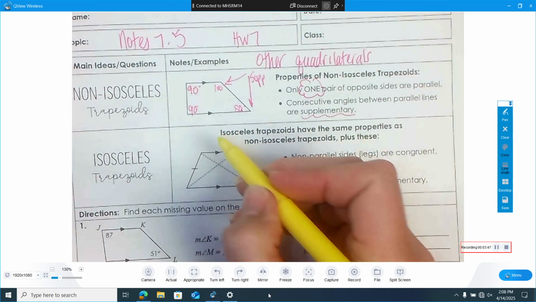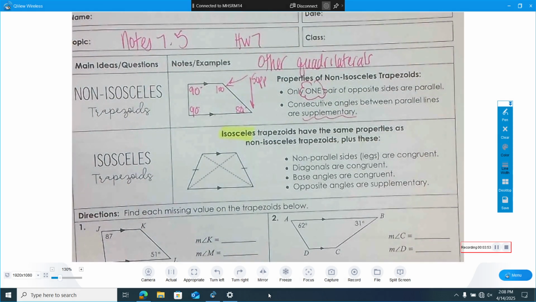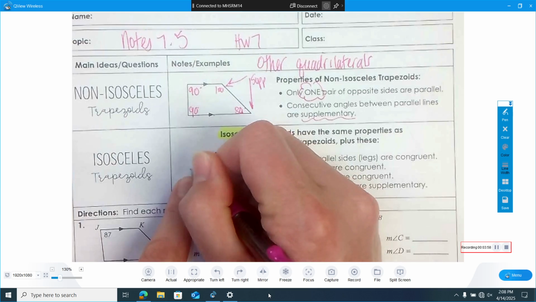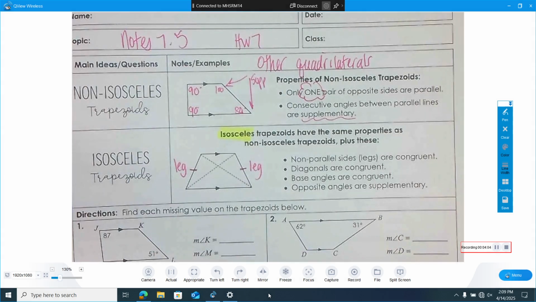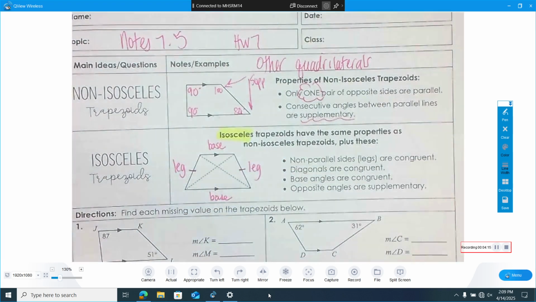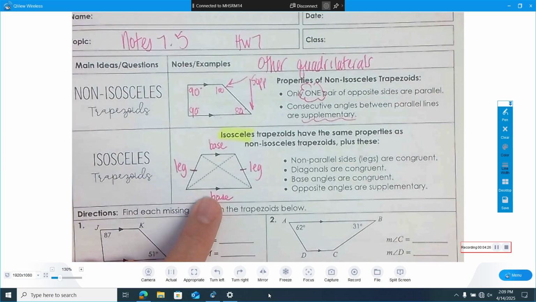But we do have isosceles trapezoids. What does isosceles mean? 2 congruent legs in this case. Here they have them marked. These are the congruent legs. The trapezoid has a couple of special names. These are called the legs of the trapezoid, and then we also have 2 bases, the upper base and the lower base, base 1 and base 2. The bases are always those sides that happen to be parallel to each other.